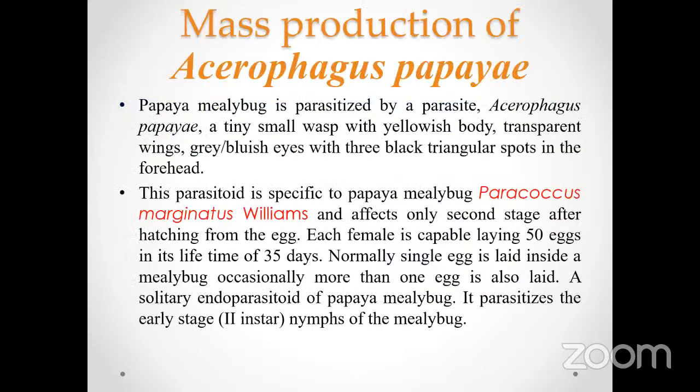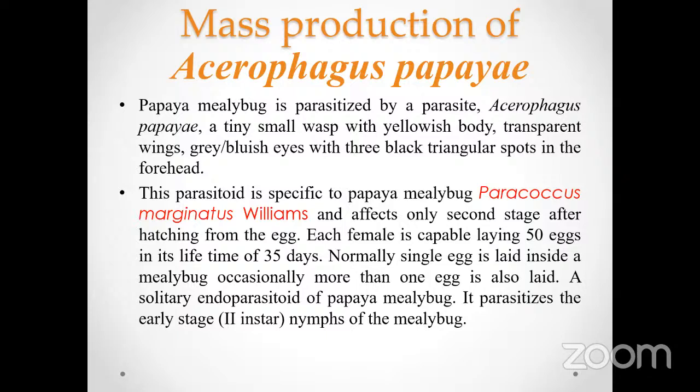So we have another parasitoid, that is Acerophagus papayae. This is a parasitoid of mealybugs. This parasitoid prefers only the second nymphal instar of the mealybug Paracoccus marginatus. Each female of Acerophagus papayae will lay around 50 eggs in its life cycle. The life period of this parasitoid will be around 35 to 40 days, and within this period it will lay around 50 eggs. Mostly only a single egg is laid within one second instar nymph of the mealybug.